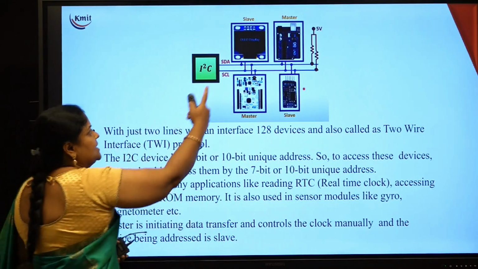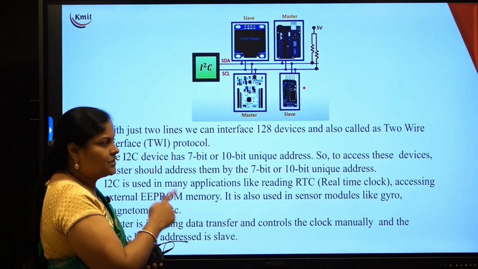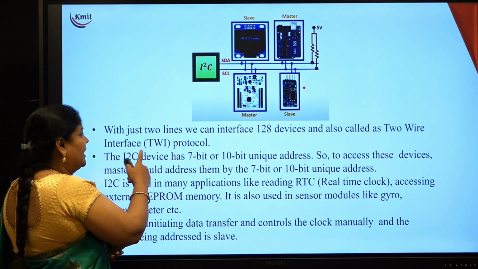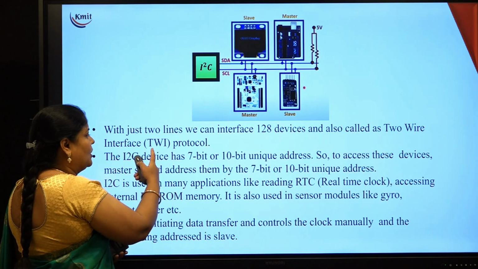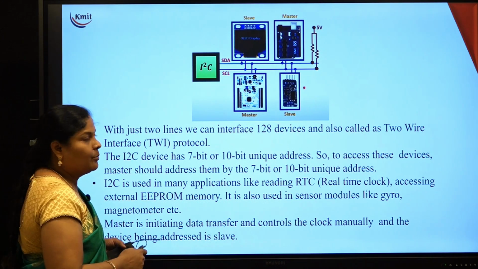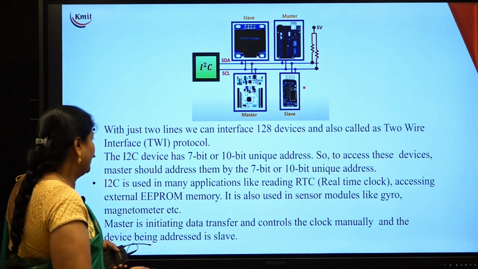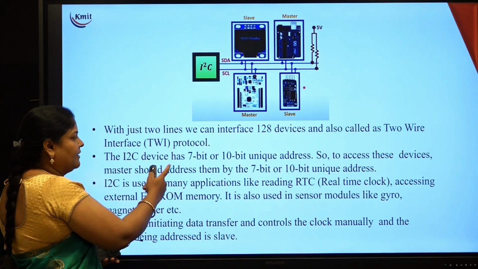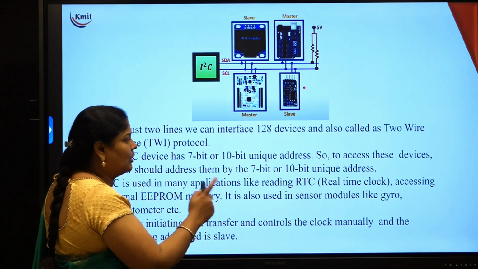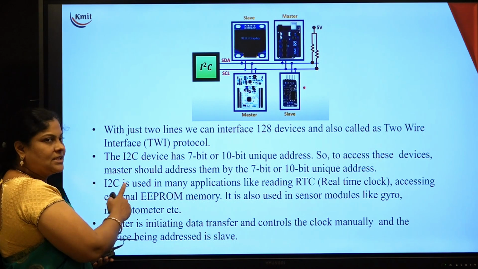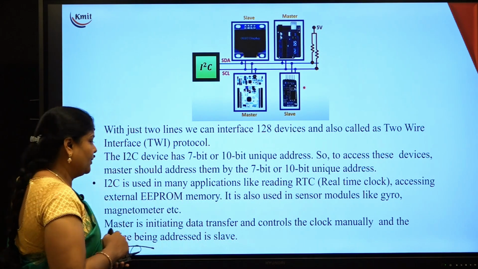With just these two lines you can interface 128 devices. That's why it is also called the two wire interface, TWI protocol. So I2C is also called the TWI protocol. For these two lines you can interface 128 devices. The I2C device has a 7-bit or 10-bit unique address. To access these devices, the master should address them by the 7-bit or 10-bit unique address.